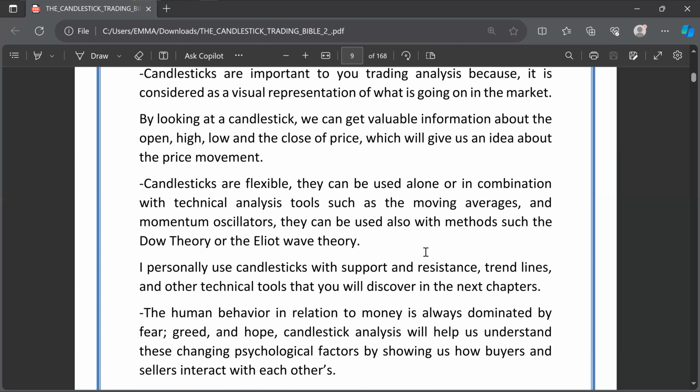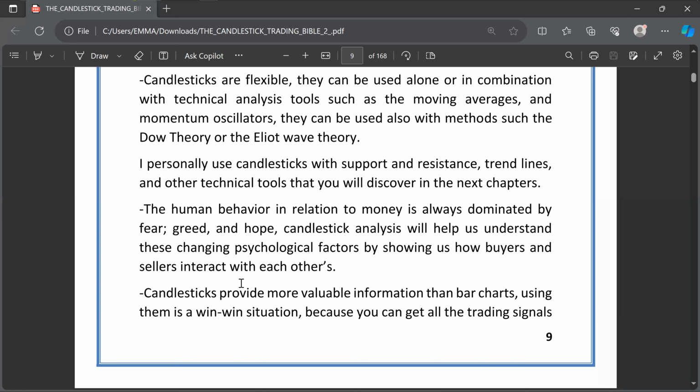Now, I personally use candlestick with support and resistance, trend lines, and other technical tools that you will discover in the next chapters. The human behavior in relation to money is always dominated by fear, greed, and hope. Candlestick analysis will help us understand these changing psychological factors by showing us how buyers and sellers interact with each other, right? So we look at this, because if you're a trader and you have problem with fear, greed, and hope, you will not make it.